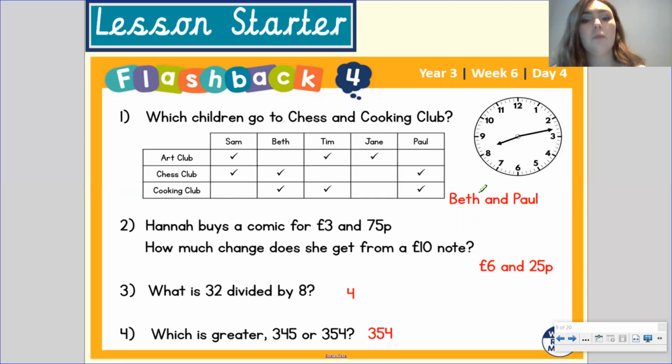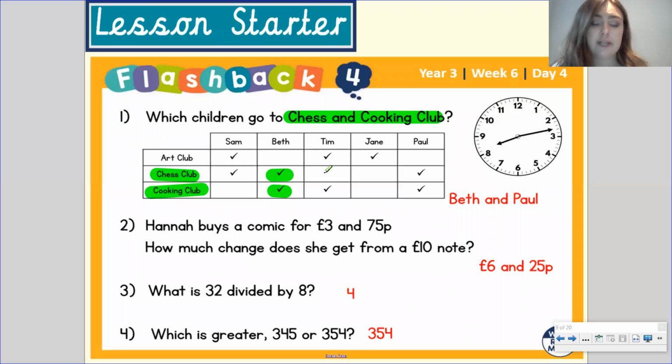Okay, so question number 1 says, which children go to chess and cooking club? So let's have a look at our table below. Now we're interested in the children that go to both chess and cooking club. So let's have a look along. Sam, he goes to chess club, but not cooking club, so we're not interested in him. Beth goes to chess and cooking club. Great, so we've got 1. Tim goes to cooking club, but not chess club, so we're not interested in him. Jane doesn't go to either of them, and Paul goes to chess and cooking club. So well done if you wrote down Beth and Paul.